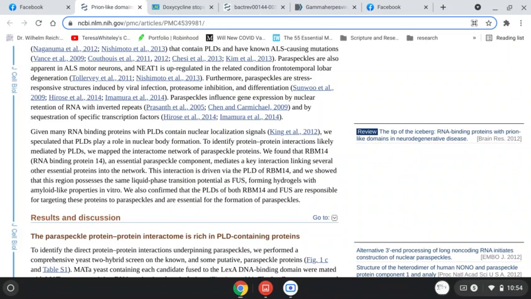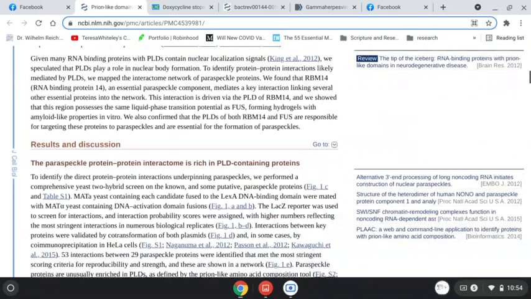This interaction is driven via the PLD of the RNA binding protein 14, and we showed that this region possesses the same liquid phase transition potential as fused in sarcoma, forming hydrogels with amyloid-like properties in vitro. We also confirmed that the PLDs of both RBM14 and FUS are responsible for targeting these proteins to paraspeckles and are essential to the formation of paraspeckles.